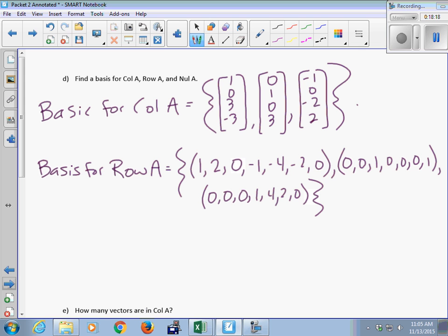Typically, when you write a vector horizontally, you use commas to separate the entries. Just like think of a point xy in R2. When you write it as a point, you write x comma y. When you write it as a vector, you write vertically xy.